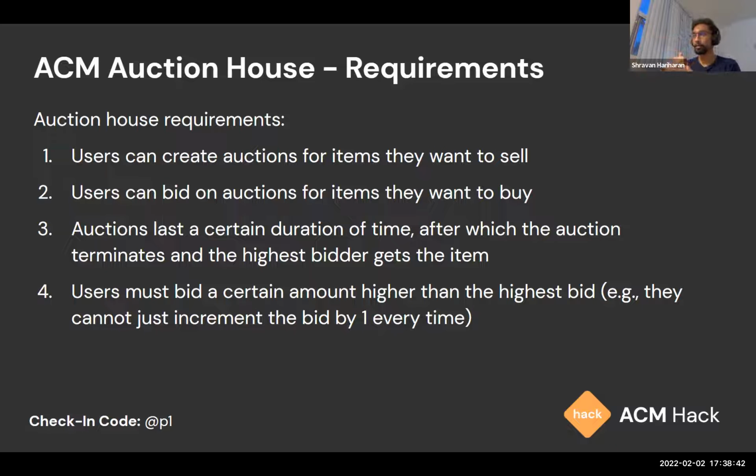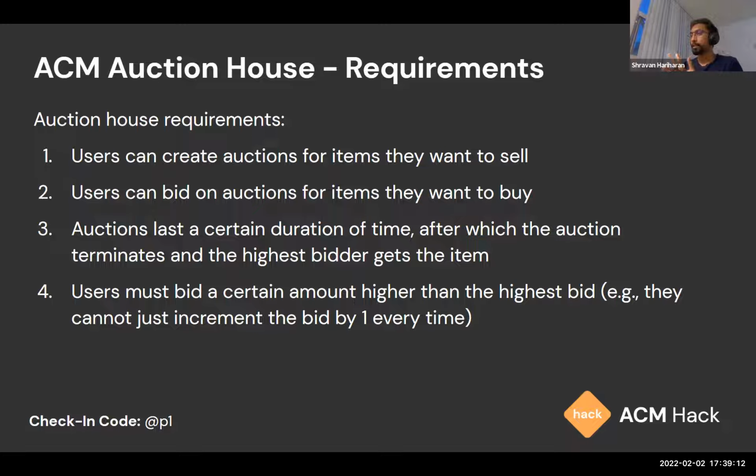So for our auction house requirements, we have 4 main requirements. The first one is that users can create auctions for items that they want to sell. So let's say I have a water bottle, or in real life, maybe jewelry, or a championship ring that I want to sell for a high amount of money. I can create an auction and people can start bidding on that auction. That's requirement number 2: users can bid on auctions for items that they want to buy.